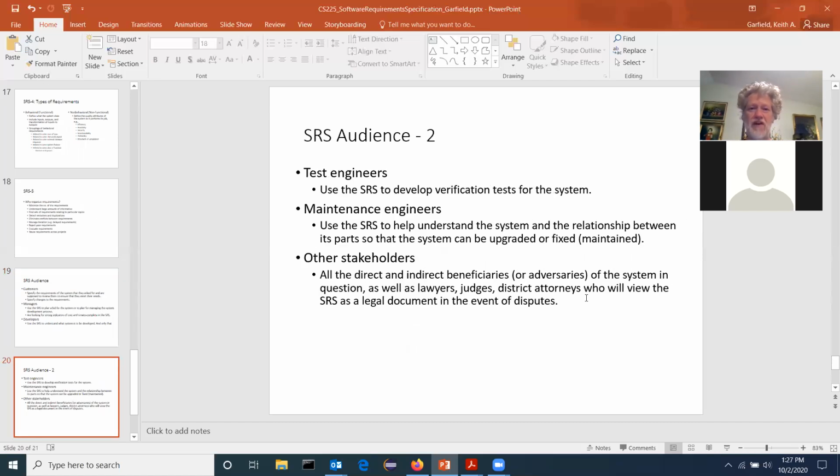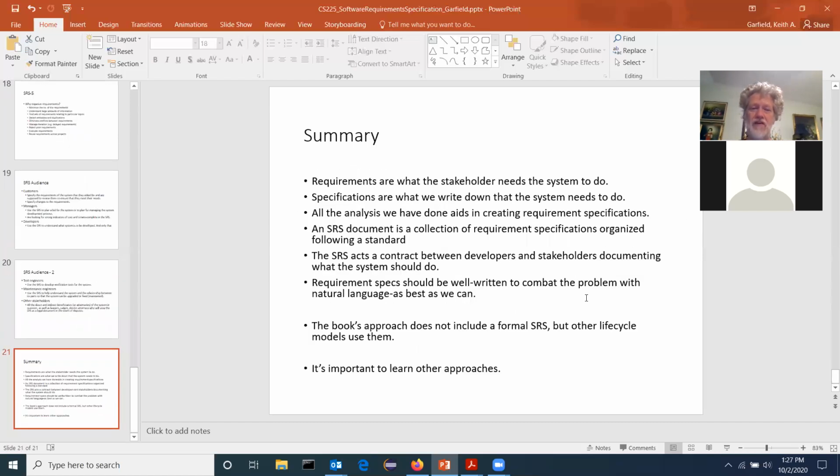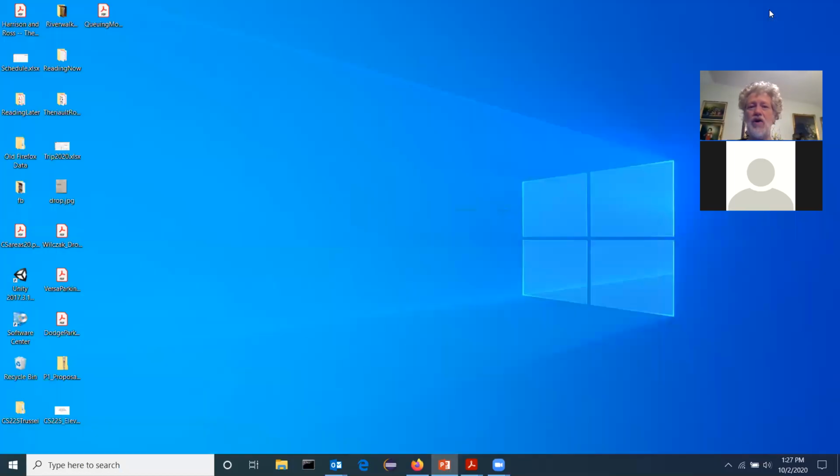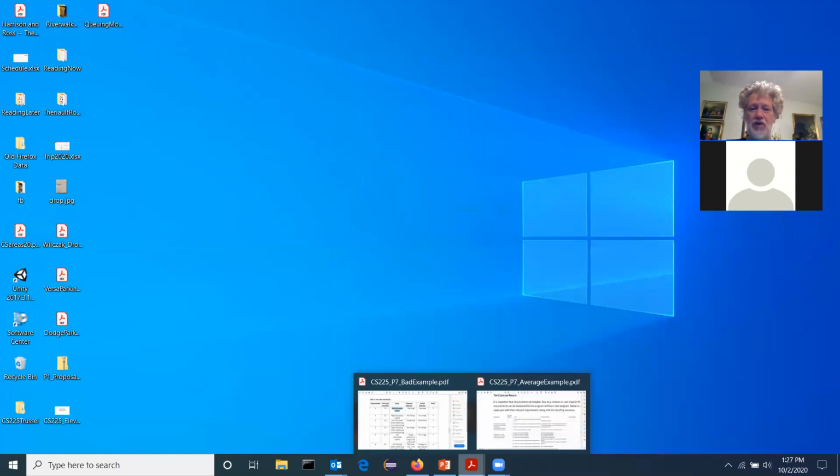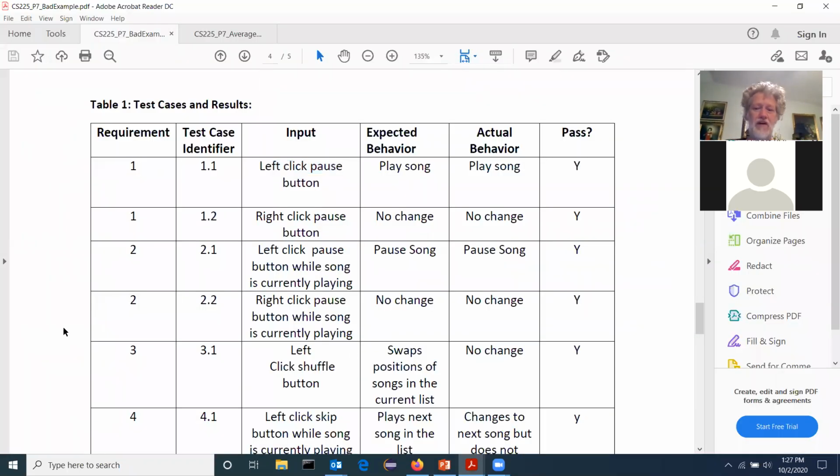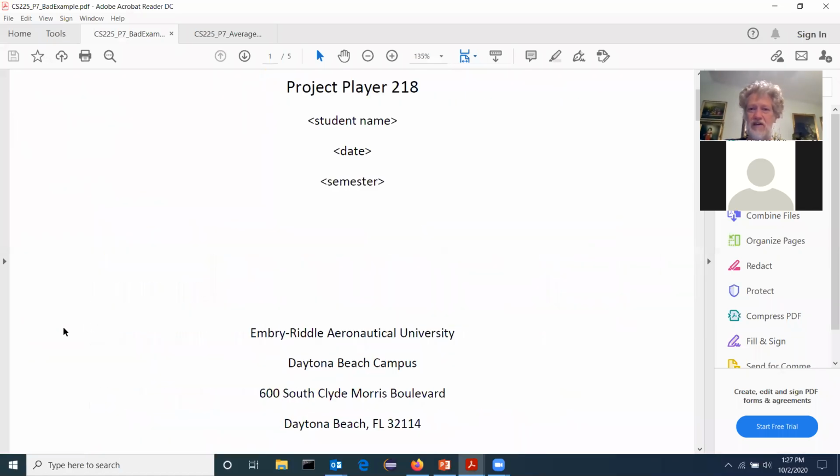Yeah. We can skip all this stuff. Just skip all this stuff. Okay, that's that. All right, so let's look at some requirements and test cases from previous semesters. Before we do that, do we have a question or 10?